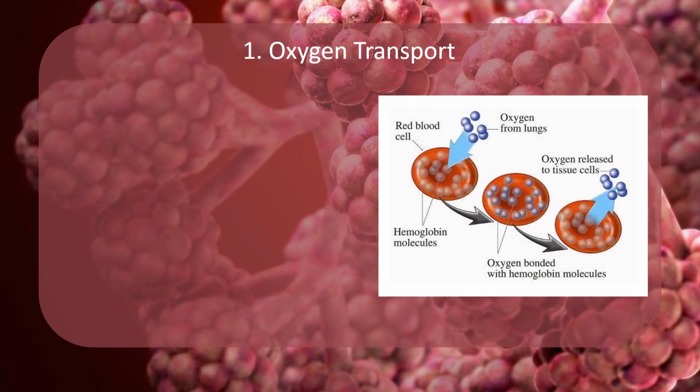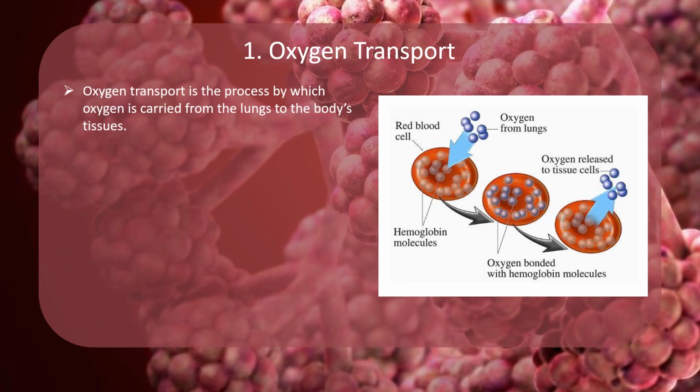Oxygen transport is the process by which oxygen is carried from the lungs to the body's tissues. Oxygen is transported by the bloodstream, which is composed of blood plasma and blood cells. Specifically, oxygen is carried by the hemoglobin molecule in red blood cells.